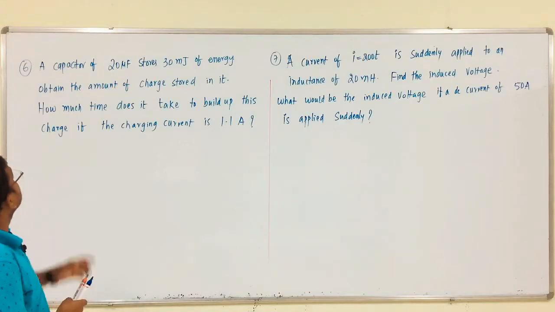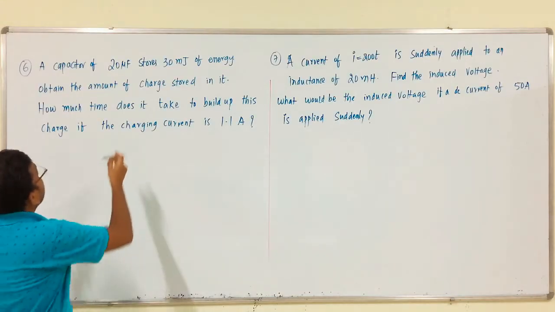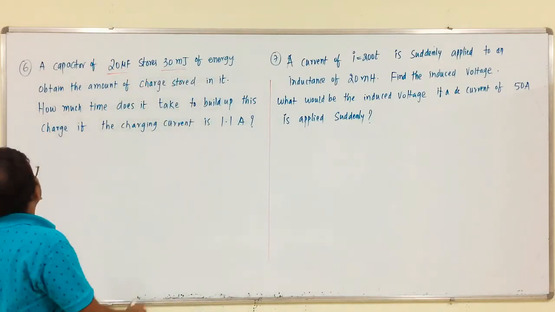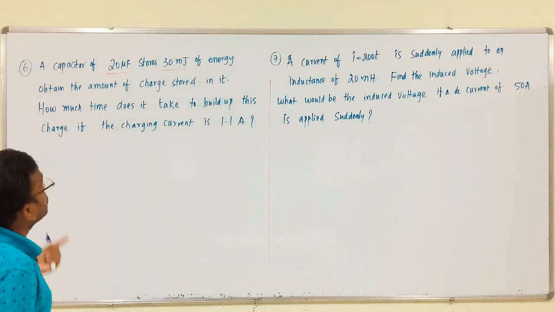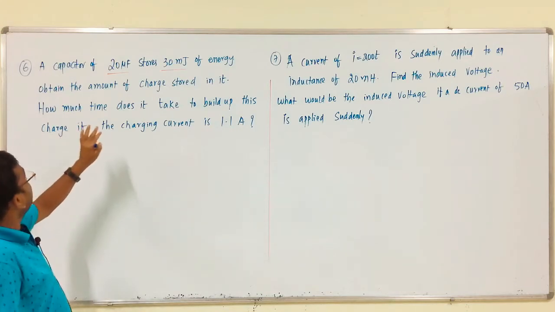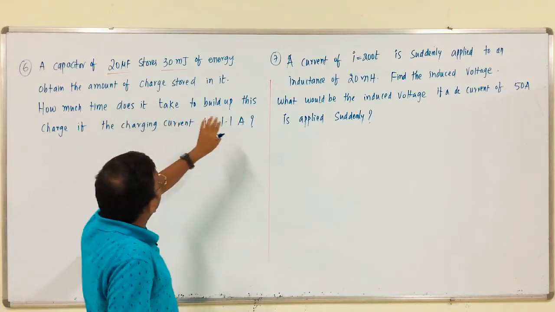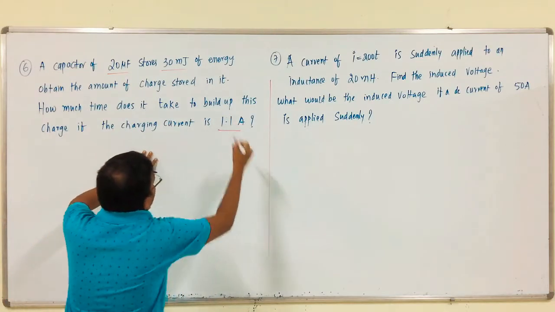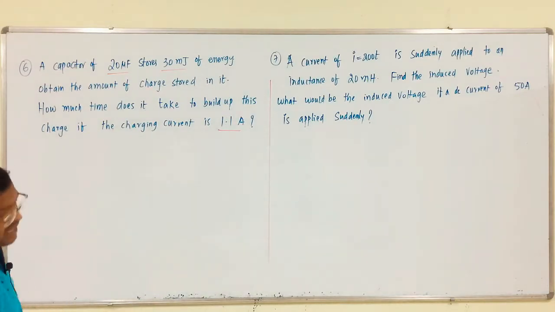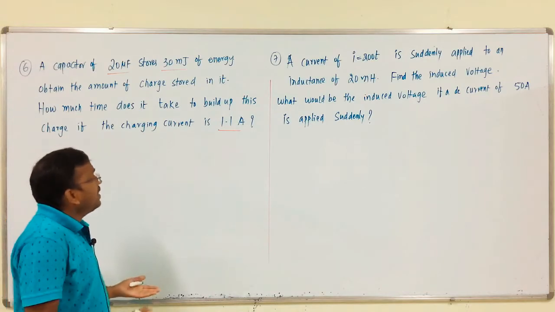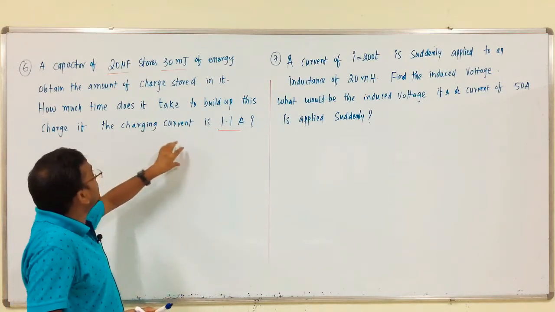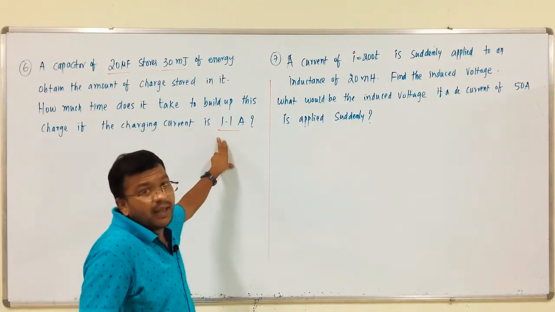The next problem is a capacitor of 20 microfarad stores 30 millijoules of energy. Obtain the amount of charge stored in it. How much time does it take to build up this charge if the charging current is 1.1 amps? So, first we have to calculate the charge and then calculate the time which is required to store the charge with 1.1 amperes of current.